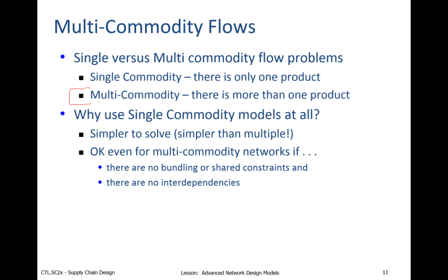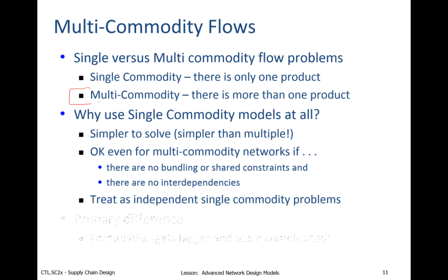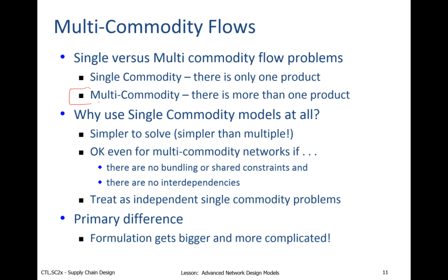However, if there are interdependencies, if, for example, both commodities go through the same distribution center, or they're manufactured at a plant that has a common capacity constraint, then the effect of one will impact the other. So if I produce more bananas in that case, it might lower the capacity available for cantaloupes. So then there's interaction. Then we have to model it as a multi-commodity flow problem. But if that doesn't happen, treat them as independent single commodity problems, solve them quickly, easy to go. But the primary difference between the single commodity and the multi-commodity problems is that the formulation gets bigger and a little more complicated. So let's look at the formulations.